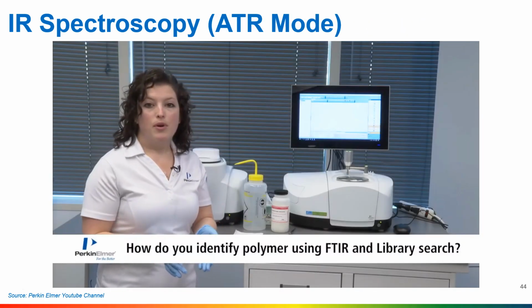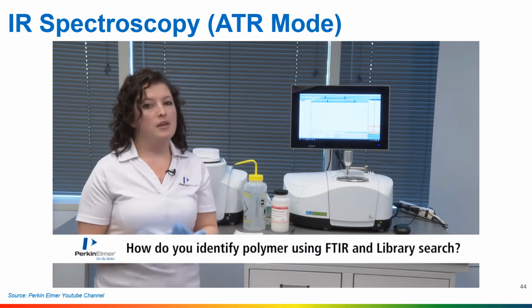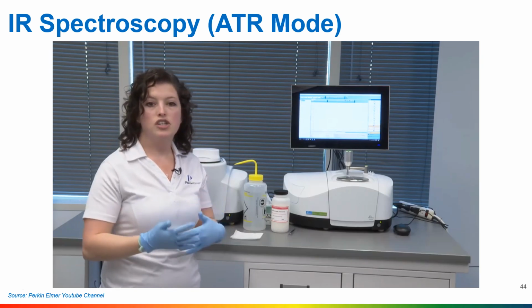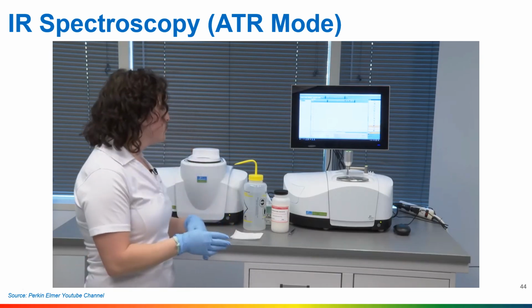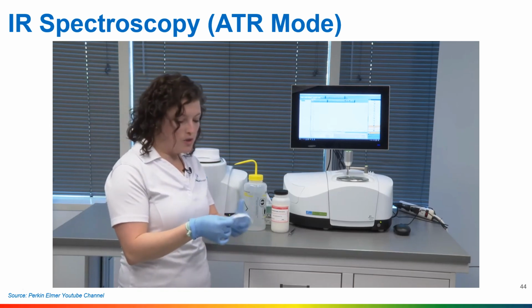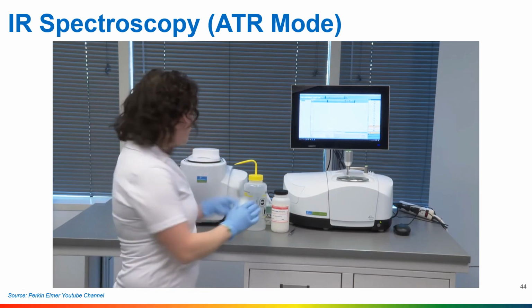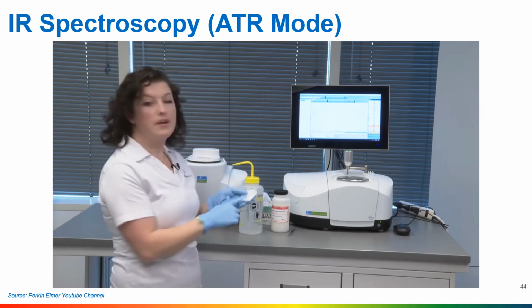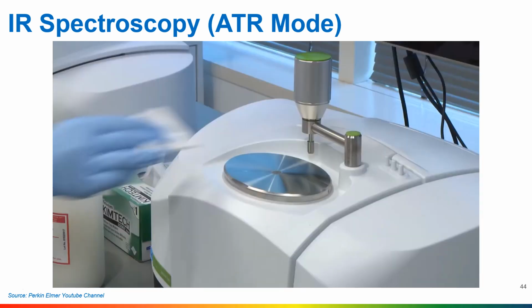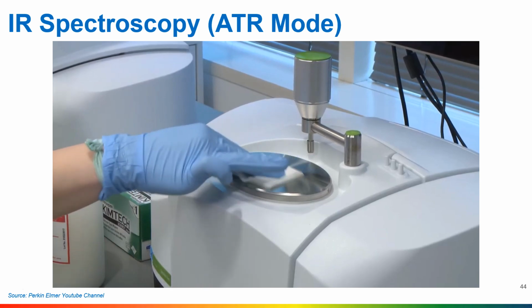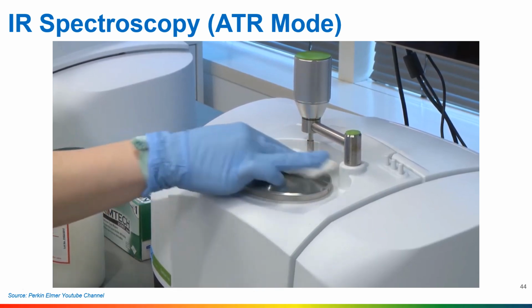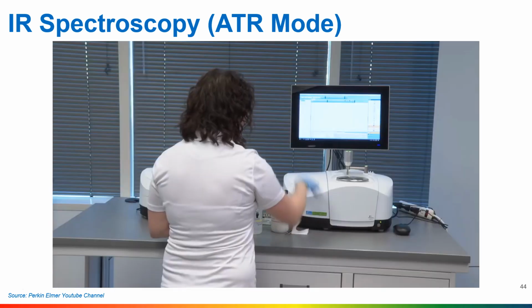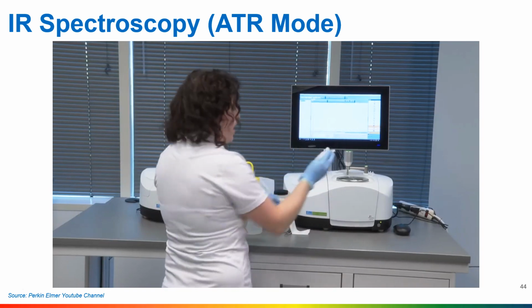For running a sample, it's important that we take a background first. This will eliminate any peaks that are due to the instrumentation or film on the windows. To take a background first, you have to clean the crystal. So we're going to use IPA. We want to squirt the IPA on the chem wipe first, then you'll clean the crystal in an outward fashion, and then go ahead and dry it using a dry clean chem wipe.